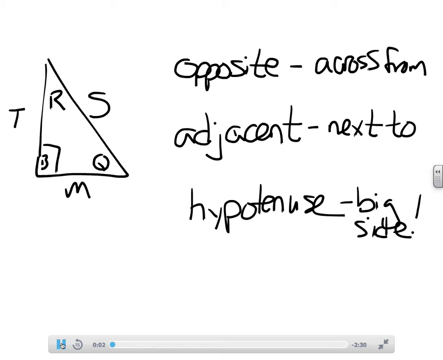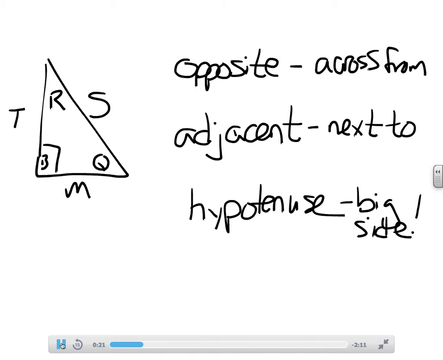To be able to solve any right triangle trig problem, you need to understand the three words opposite, adjacent, and hypotenuse. If you don't know these words and you can't apply them correctly, you're in horrible shape and you will never get these right. You might guess right once in a while, but all you're doing is guessing.